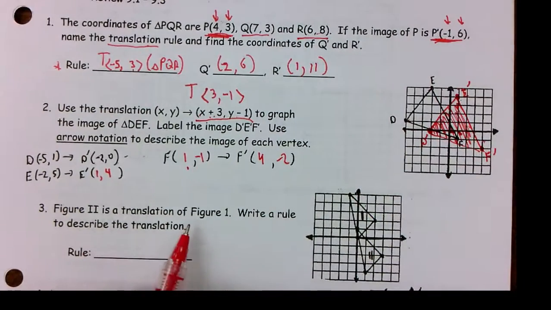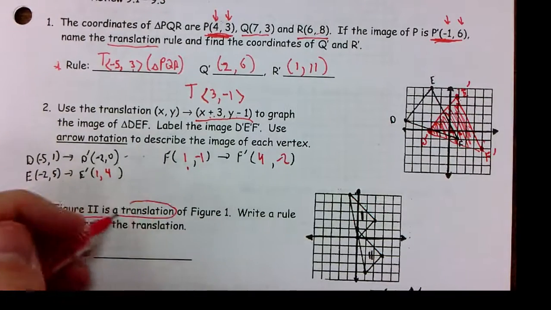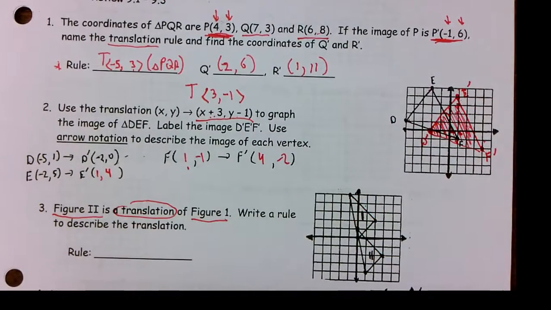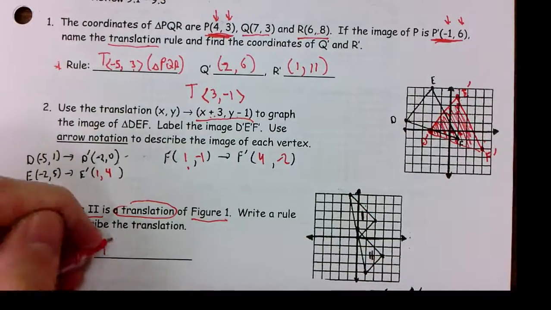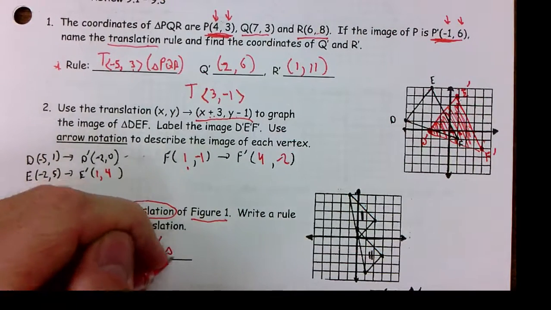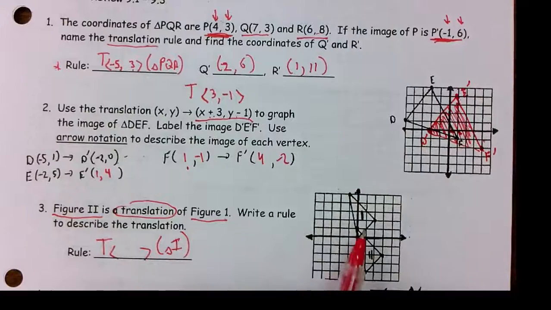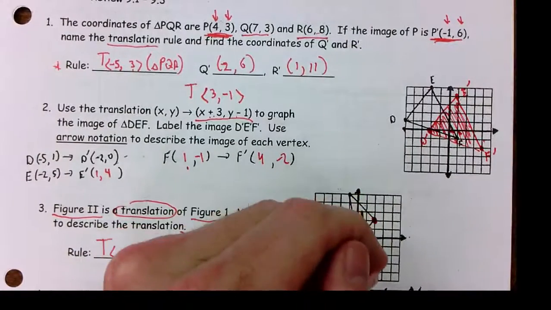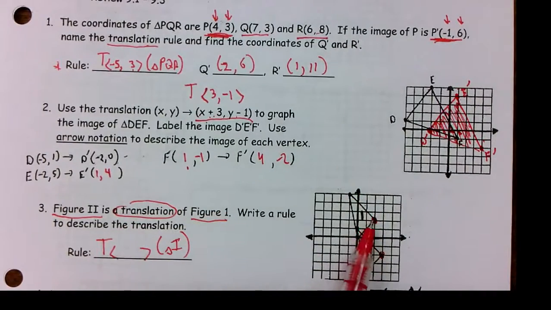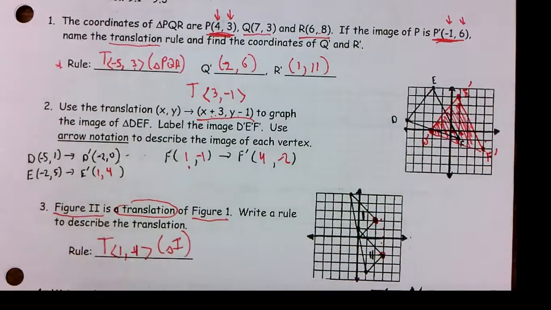Number 3. Figure 2 is a translation of Figure 1. I'm supposed to write a rule. So translation, vector, maybe triangle 1. And the real key is, what's my vector? So I'm going to take this point, and it went here. That would be 1 to the right and down 4. So positive 1, negative 4. That was an easy one.